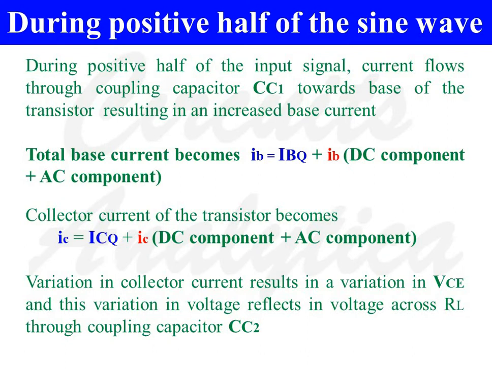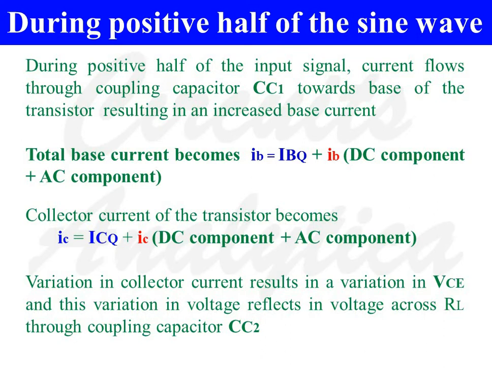So collector current of the transistor becomes ICQ plus ic. ICQ is the DC component of the collector current and ic is the AC component, the variation in collector current due to the input signal Vs.